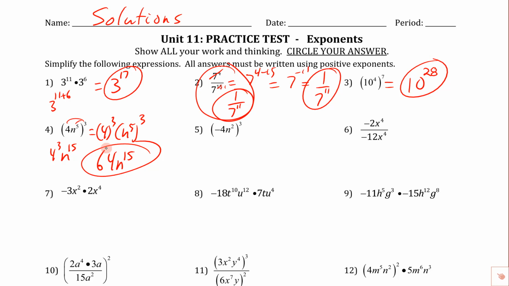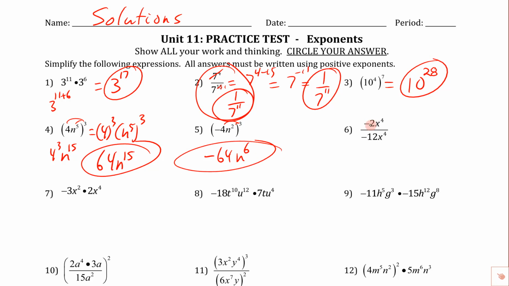Let's take a look at the next one. Notice that it's similar but a little bit different. We've got parentheses around the negative 4n to the 2nd, and we're raising this to the 3rd. So when we apply it to each one of these, this means there are 3 negative 4s. So 3 negatives makes the answer negative. 4 to the 3rd, again, is 64. And n squared raised to the 3rd, power to a power, we multiply those. So this would be n to the 6th. We're going to circle that. Done with that one. On to the next one.